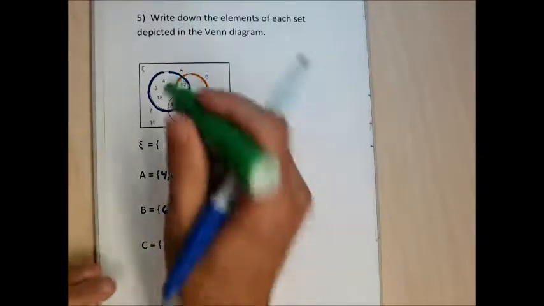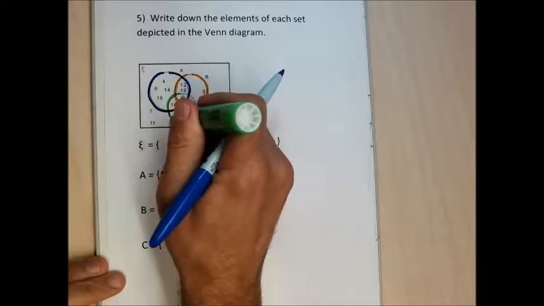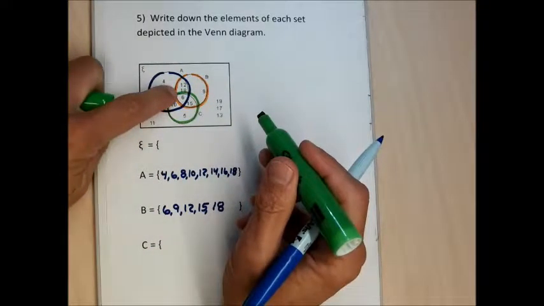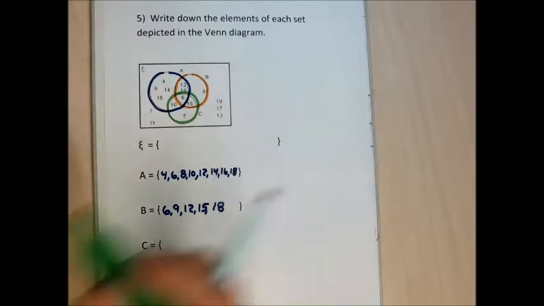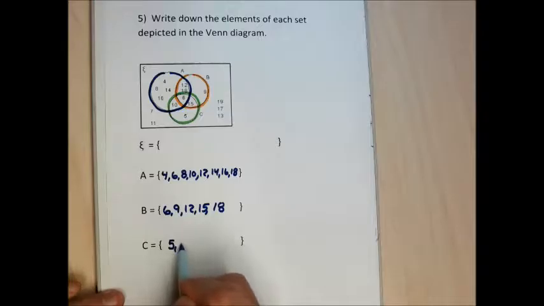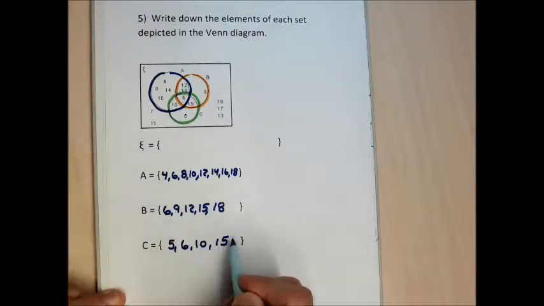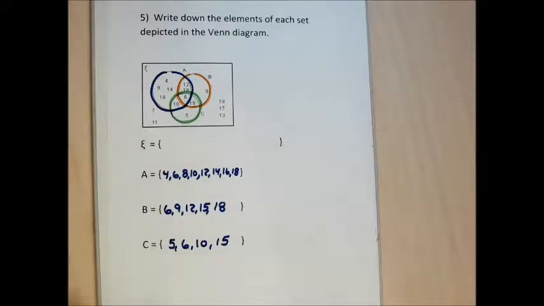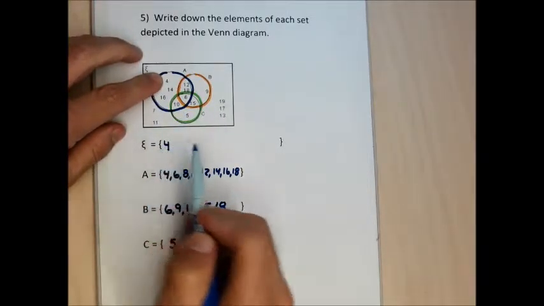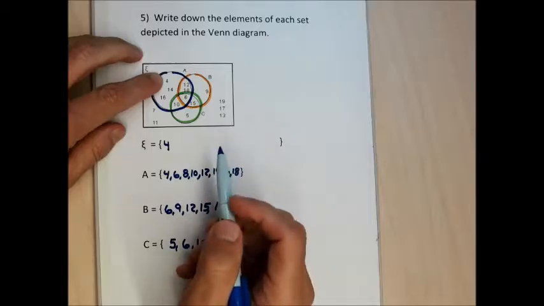Set C, if I look inside the C circle, there's 5, 6, 10, and 15, and I don't really know how to describe set C. Those are the easy sets for me. The union's kind of not fun. I look for the smallest number. I see 4 is the smallest number. And then hopefully it has every number up to 19.